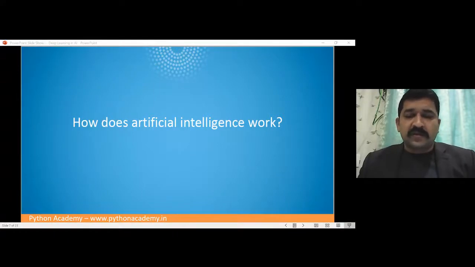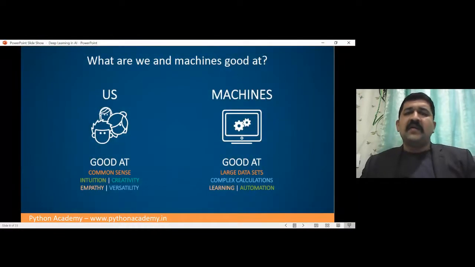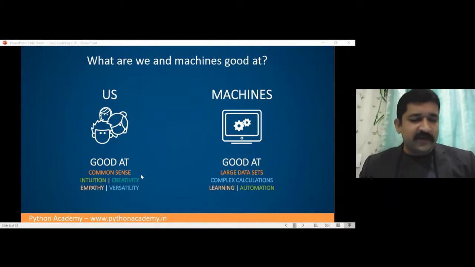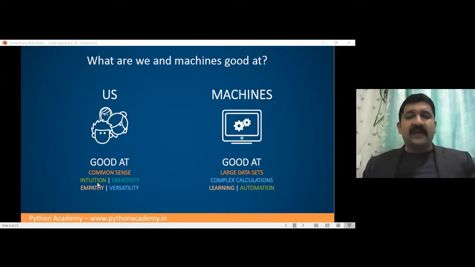So going back, how does artificial intelligence work? When we talk about what we as humans and machines are good at, obviously we are good at common sense. Everyone has that common sense. Intuition: it is the method by which I can understand, okay, this may happen or this may not. That is a kind of intuition we have. Then creativity, yes, we have creativity. We have empathy, and we have versatility. It means each person is not just a machine-created thing that works very similarly. No, we have different ideas, we have different ways of doing things.